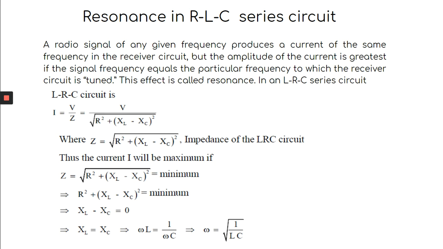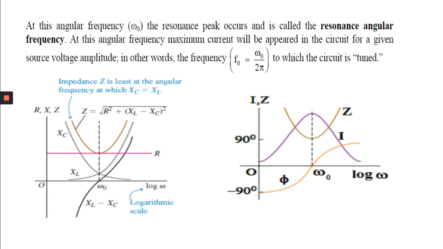So this is also termed as your resonant frequency. Let us consider this as omega 0 so that we will not confuse. So this omega 0 is also known as your resonant angular frequency. At this angular frequency, current will be maximum. So you can write the frequency as omega 0 by 2 pi. If the circuit is tuned to this frequency, then you can get the maximum amplitude of current for a given voltage source.